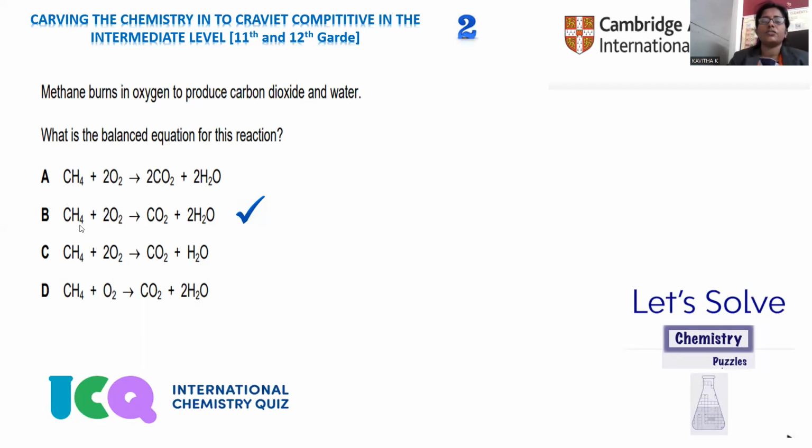In order to balance 4 hydrogens, 2 will be taken as the coefficient for water. If we count, 4 oxygens are there, 2 plus 2, and 1 carbon is there on both sides. 4 oxygen atoms, 2 plus 2, and 4 hydrogens, 2 plus 2. So the entire equation is perfectly balanced for the combustion of methane with oxygen. That is given in option number B.